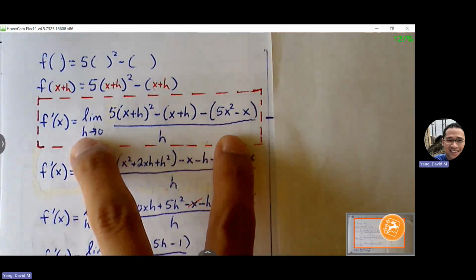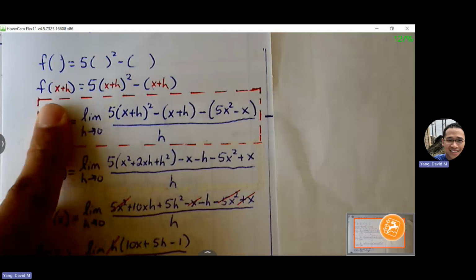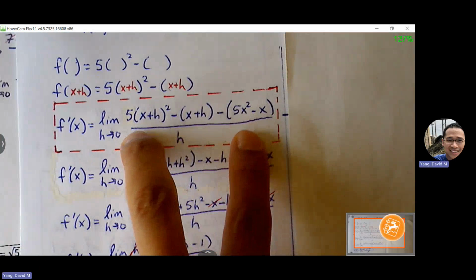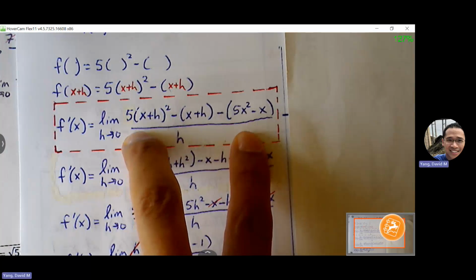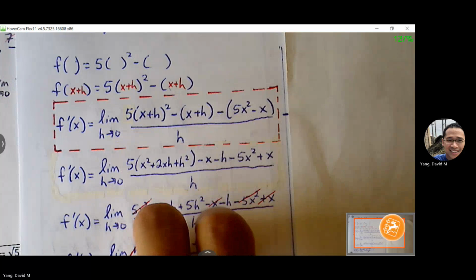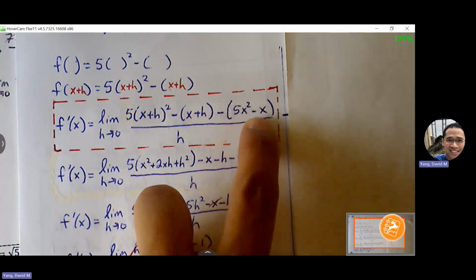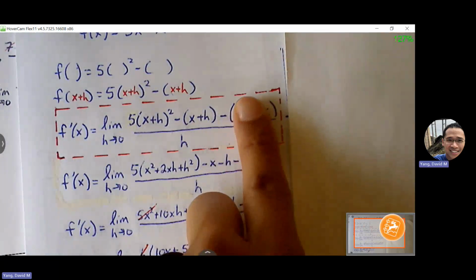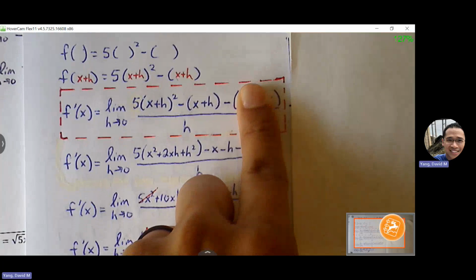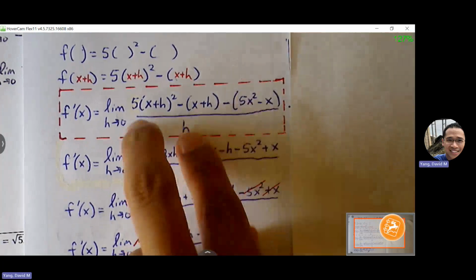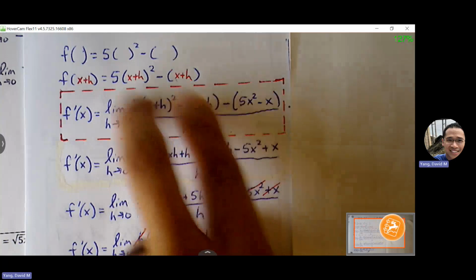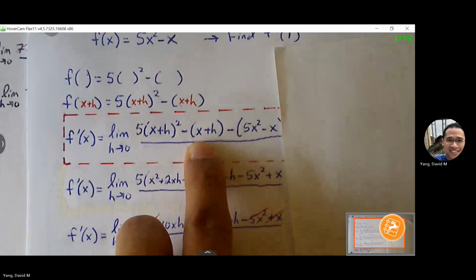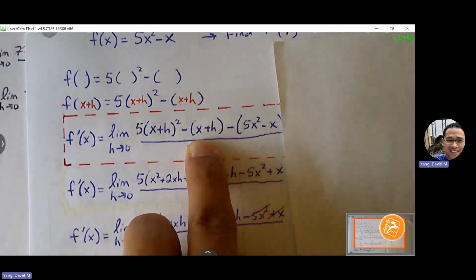If you were given this and you were only shown this portion, would you be able to pick out where this function is coming from? And how would you go about doing it? Yeah, the 5x squared minus x. It's pretty easy to tell that this is coming from that function. Now, what if this wasn't showing? Would you be able to pick it out from the first portion? Yeah, you would know that the x plus h is coming from the x, and then you can piece it back together that this must be coming from 5x squared minus x.